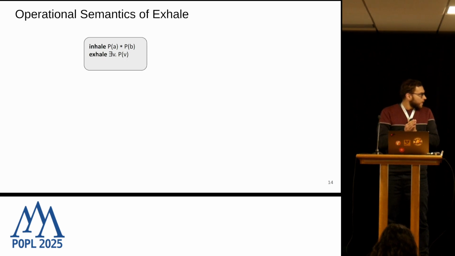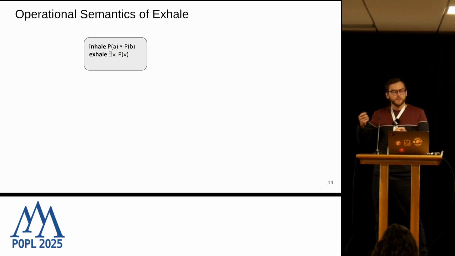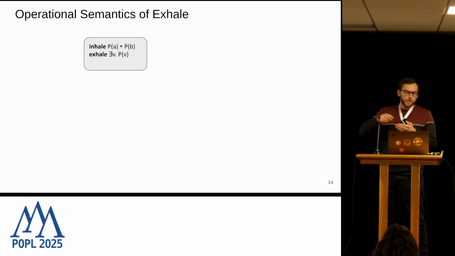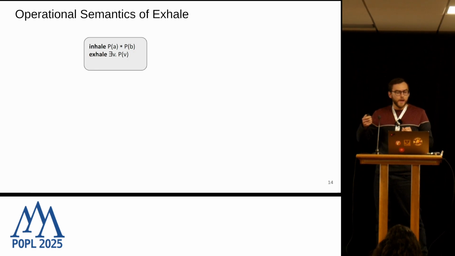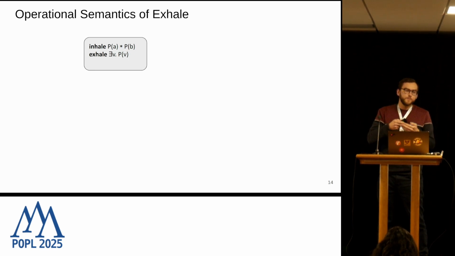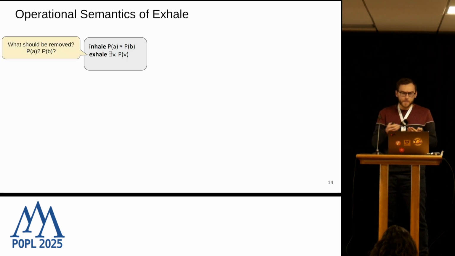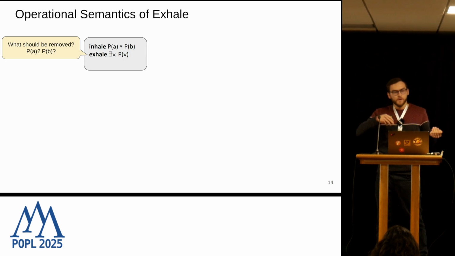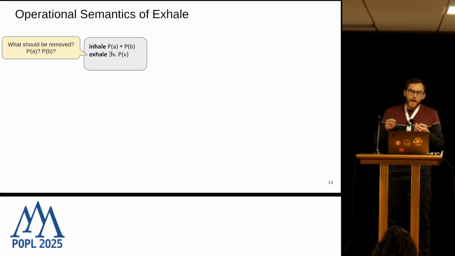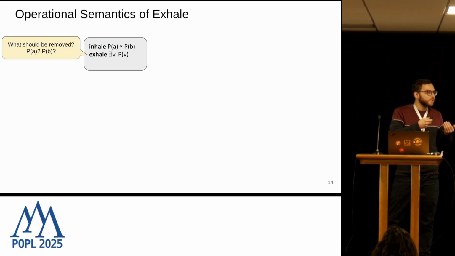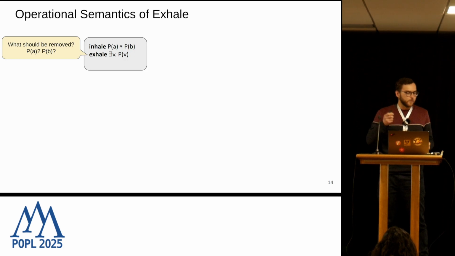So to see why there is a choice, let's look at this simple program. We start in an empty state. We inhale P of A and P of B. So we have both. And then we need to remove P of V for some V. So the question here is, what should we remove? Should we remove P of A from the state? Should we remove P of B, maybe either non-deterministically? And the choice that we make here has a consequence on what programs we consider correct.